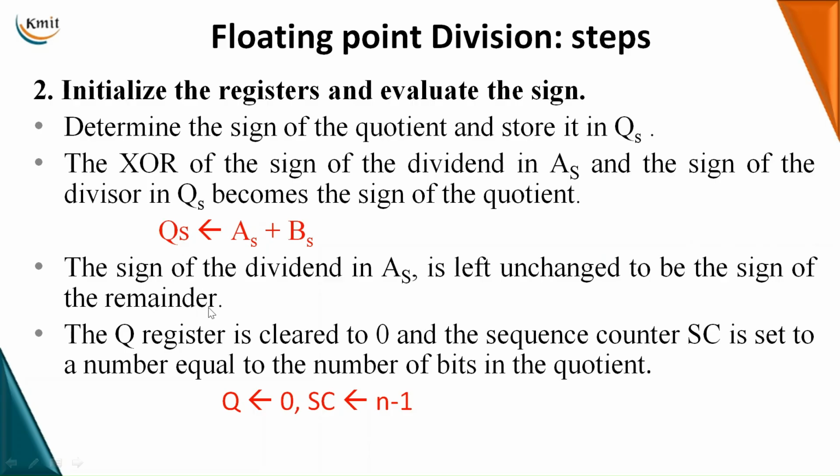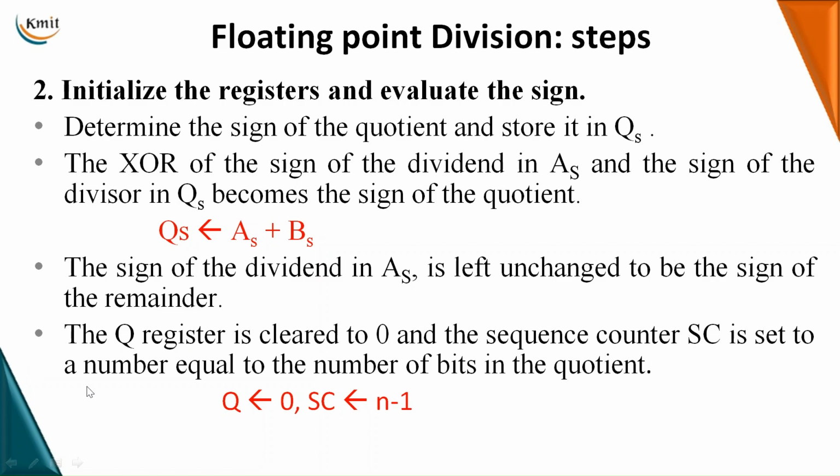But for the remainder part of your division operation, whatever the sign bit of your AS is, that will be the sign of your remainder. The sign bit of the quotient depends upon the sign bits of AS and BS. Next, you have to initialize some of the registers. The Q register is cleared to all zeros. Initially, whatever the content of the Q register is, it is initialized to all zeros.